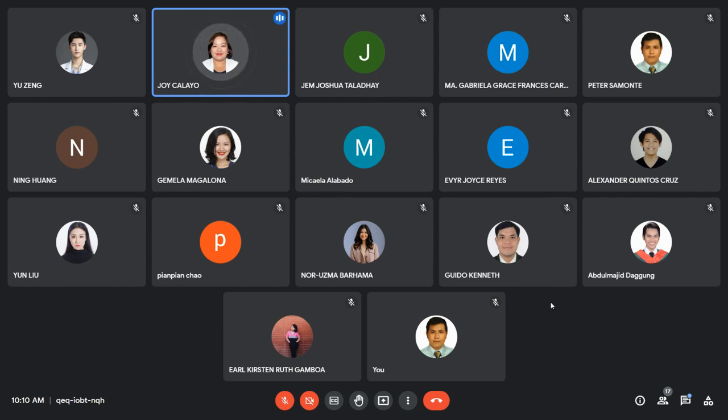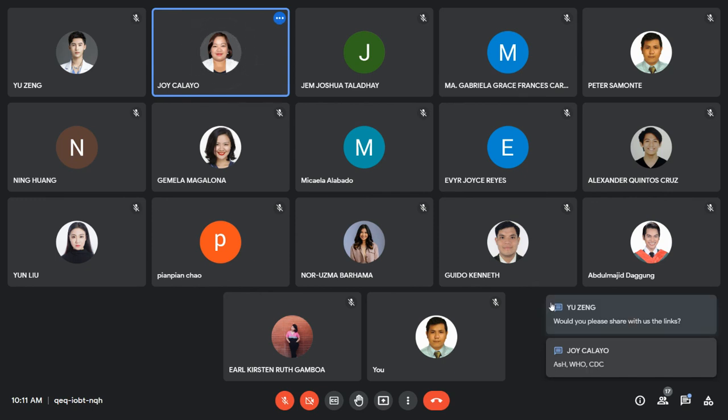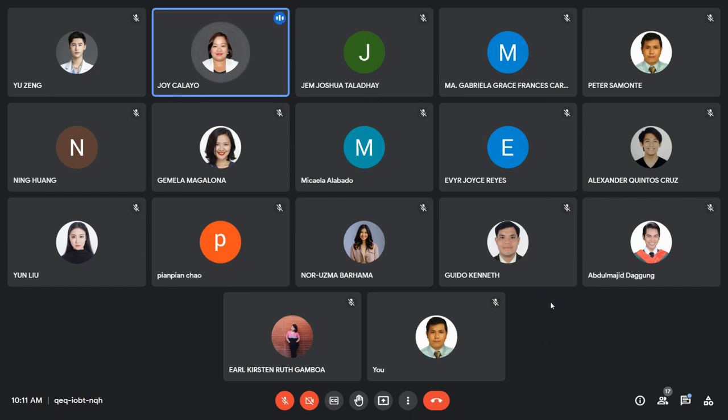I strongly recommend that if you need a reference for the different pictures of the cells, you can go to the website of ASH, or you can go to WHO. You can also try to check CDC. I typed them on the chat box. Those are very good websites providing reference materials for you to check and study.